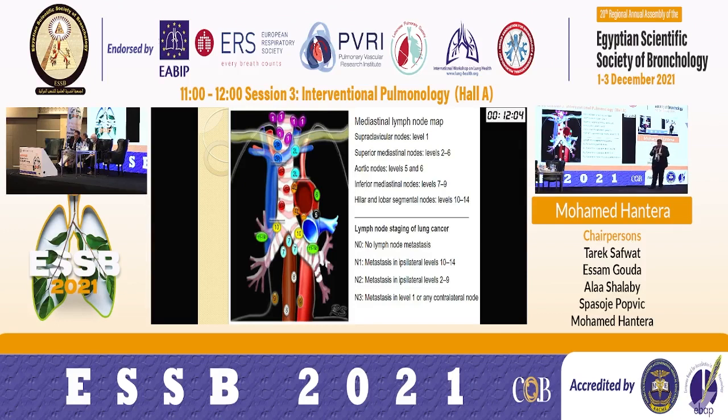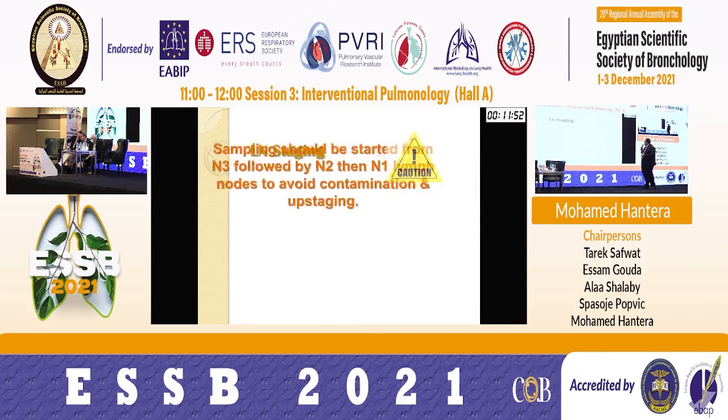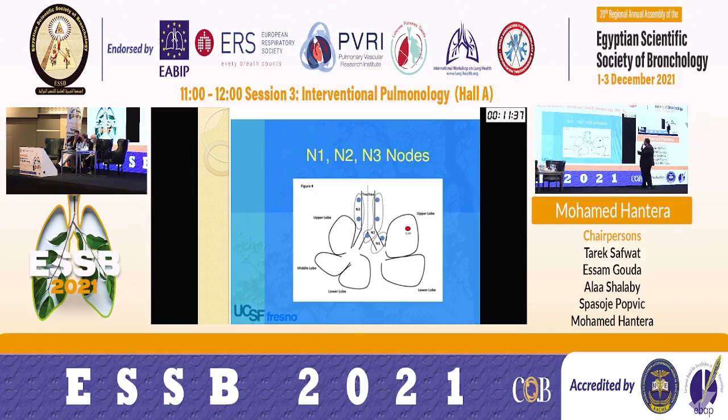So by EBUS, again I will return to this. I can make a journey through all of the lymph nodes, and I can classify my patient. But be cautious that you must start your journey from the N3 nodes, followed by N2, then N1, to avoid any contamination and upstaging. It's really a problem because, for example, if I have this lesion, I must start with the contralateral nodes, then go to the ipsilateral level from 2 to 9. So I will make a long journey.